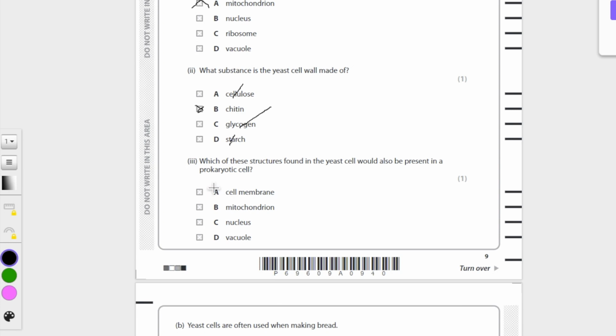The answer is not mitochondrion, because we know that doesn't exist in there. We know for sure there's no nucleus, and unless there's very, very specific cases, there's no vacuole, so we know that it's cell membrane. And it makes sense. You can't really have a cell without a membrane most of the time.